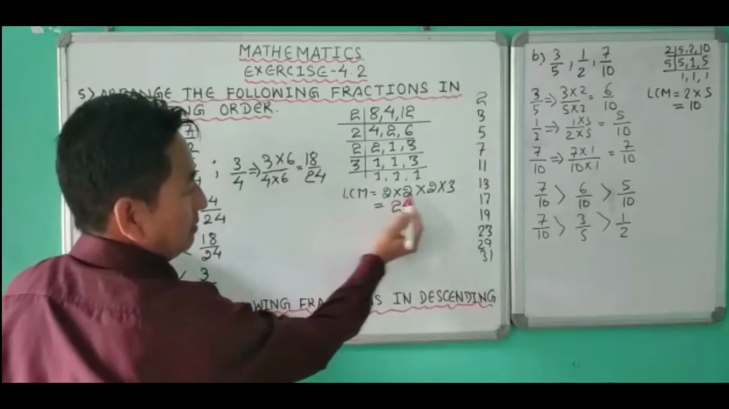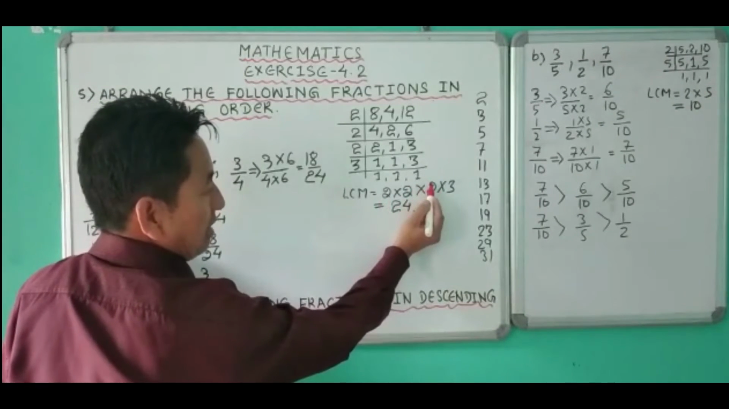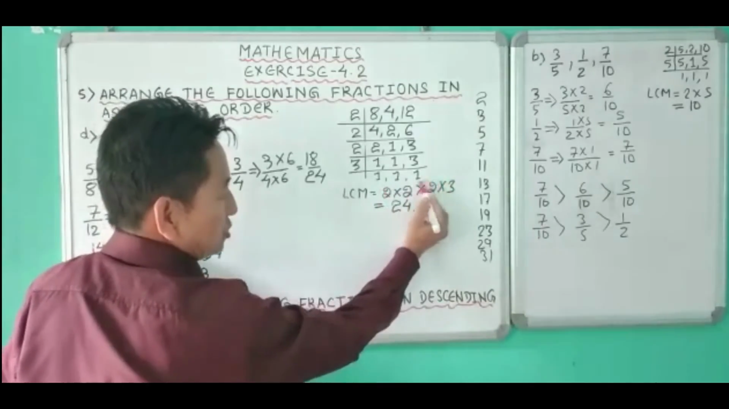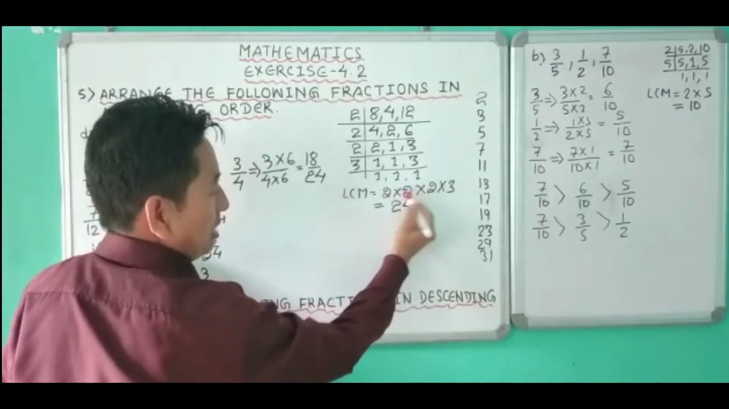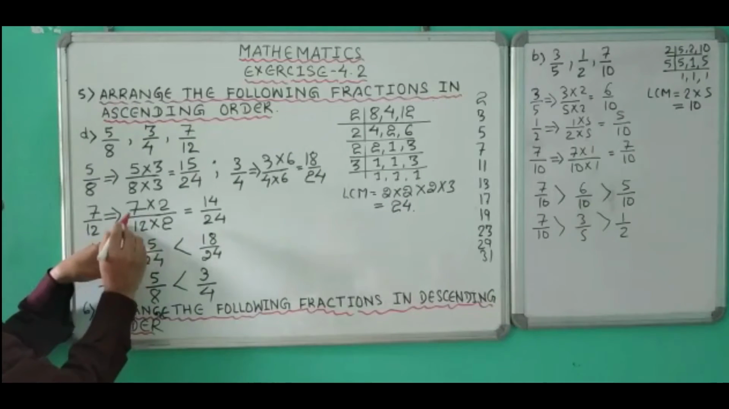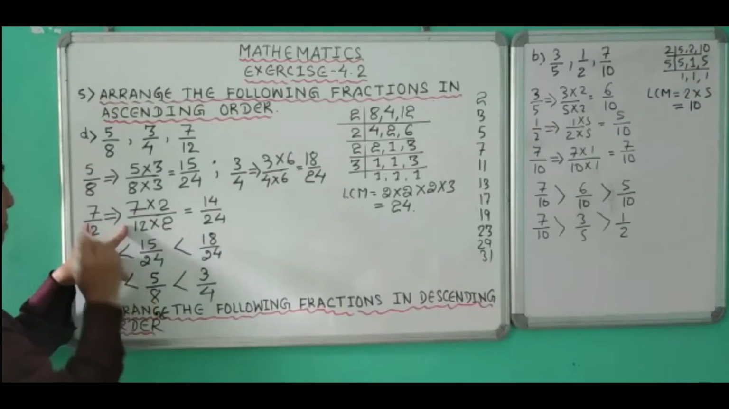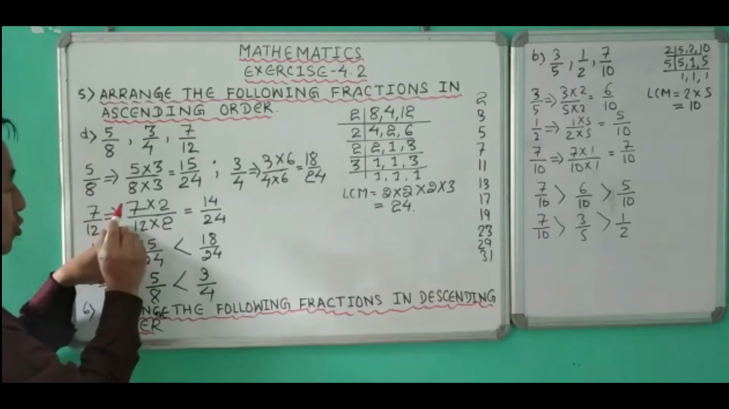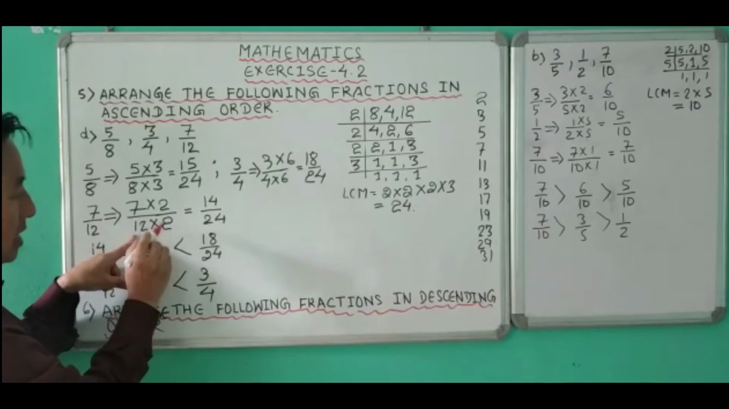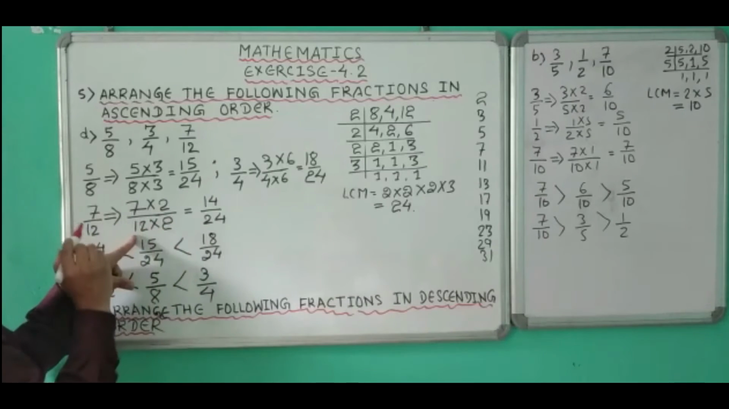Now 7 by 12. Now here we'll make it 12. 2 2s are 4, 4 3s are 12. What is left here? 2. That means 12 1 is 12, 12 2 is 24. 7 by 12 is multiplied by 2. Both the numerator and denominator is multiplied by 2. 7 1 is 7, 7 2 is 14. 12 2 is 24.